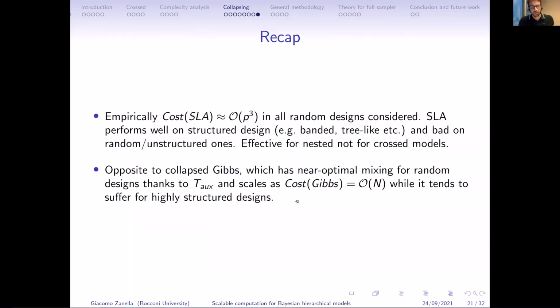So to recap on this part, empirically we observe that exact direct methods, which require inverting or factorizing the matrices for crossed random designs, have a cost of order p cubed. This is very different from tree-like structures. And what I think is interesting is that direct methods here perform well on structured designs, such as trees, banded grids, and so on. On the contrary, coordinate-wise updates, such as collapsed Gibbs, perform well on unstructured designs, such as random graphs, while they can perform very badly, say, on banded designs.